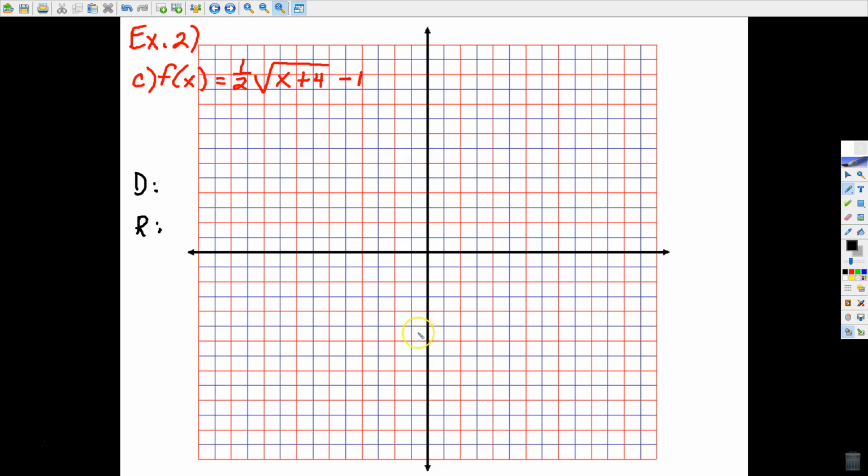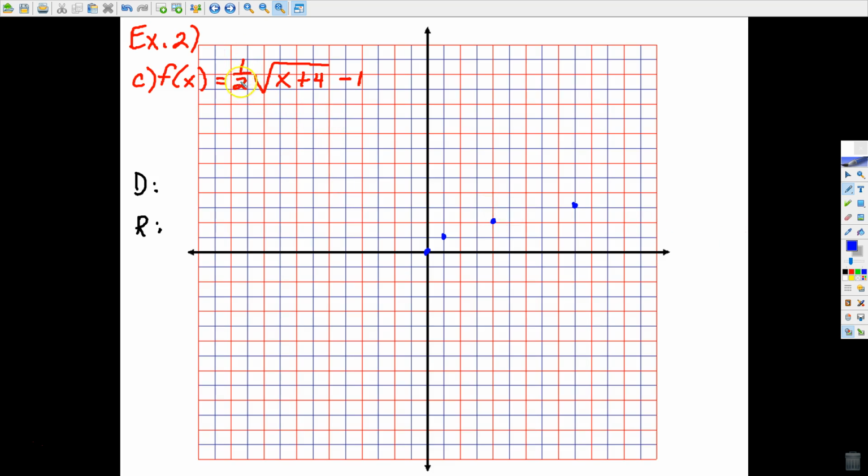Okay, let's try another one. Here is my function that I see the parent buried in here among all this other stuff, my a number, my h, and my k. So I'm going to start off with the parent. Just give me something to look at. A set of reference points, if you will.